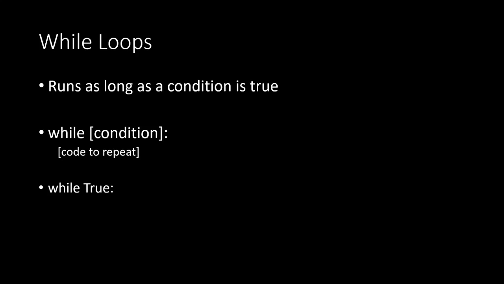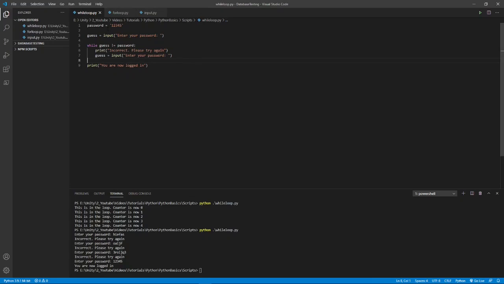Let's now recreate our login application using an infinite loop. We can keep the password, but remove the first guess and change the while to while true. For now, I will empty out the loop and then restart with guess is equal to input, enter your password. Then, if the guess is equal to the password, then we will break out of the loop. If it is not equal to the password, we will print incorrect, please try again. And then finally, if they get the right password, we will print you are now logged in.